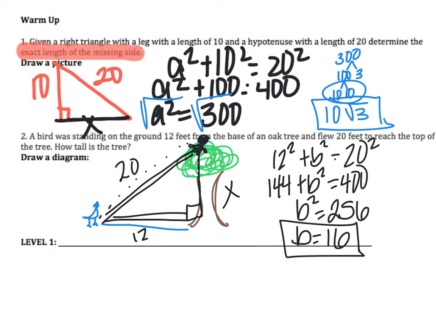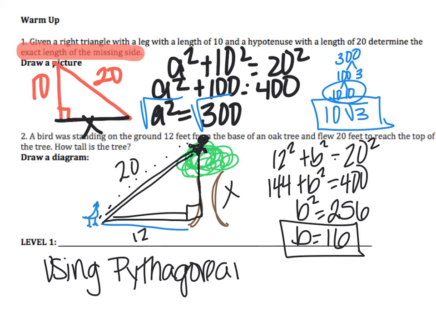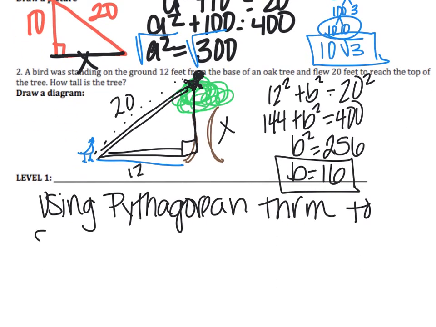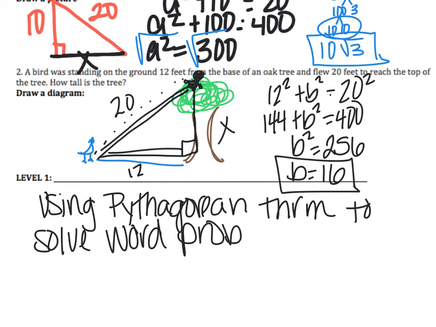So again, all level ones is using the old dead guy, the Pythagorean theorem, to solve word problems. Okie dokie, those are level ones.